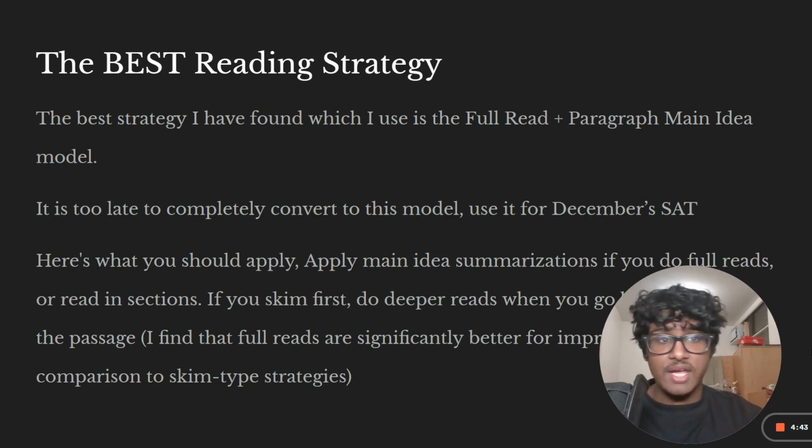You fully read everything, and then what you do is every single paragraph that you read, you create a main idea, right? In your head, you summarize what just happened in that passage. Basically what that does is it allows you to remember the main ideas and remember where every piece of information is. On the full read, you're probably not going to remember everything. It's almost impossible for you to remember everything just on the first full read, right?